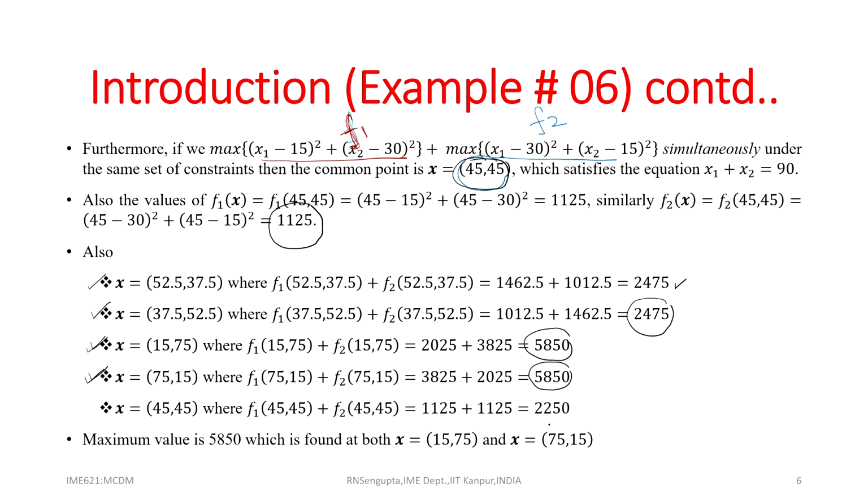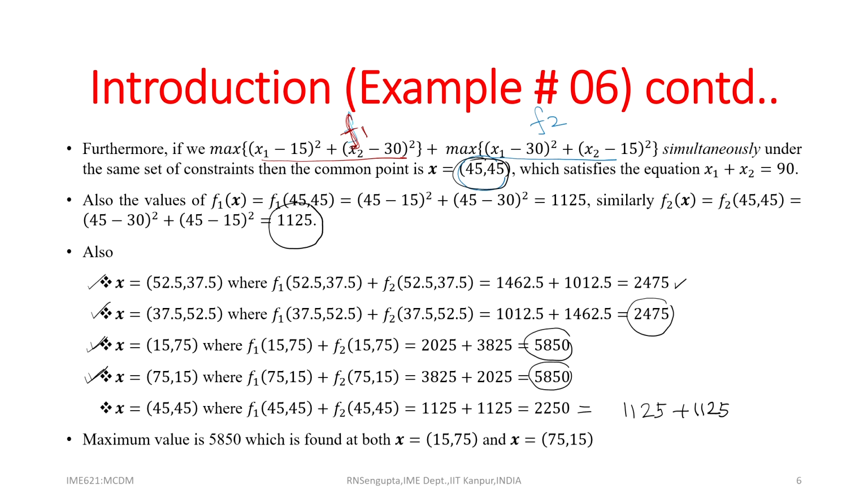But the last part which you see, the value we found in trying to find the maximum case, which was at 45, 45, comes out to be 2250. This value is separately the values of 1125 plus 1125, which were the maximum values separately for f 1 and f 2 at the point 45, 45.